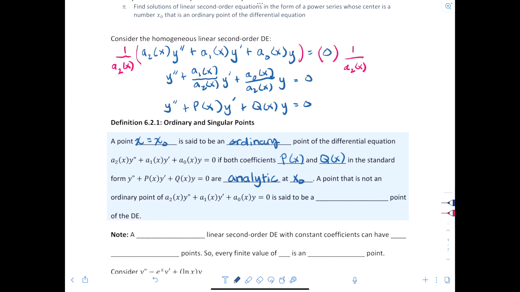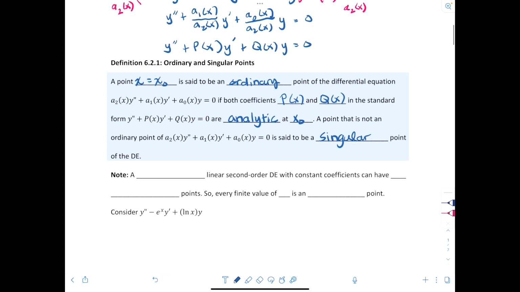A point that is not an ordinary point of that first equation is said to be a singular point of the differential equation. Note, a homogeneous linear second-order DE with constant coefficients can have no singular points, so that's nice. So every finite value of x is an ordinary point.